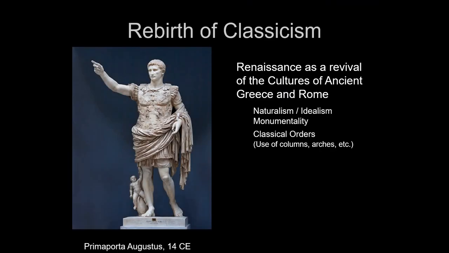He means basically the rebirth of classicism. And he means this Renaissance as a revival of the cultures of ancient Greece and Rome. Naturalism, idealism, monumentality, classical orders, circular arches, those kind of things. Now, I've already proven to you that this is not really true. That the Gothic is at its core a Greco-Roman style of architecture. It uses the language of the Greco-Roman architecture, and it adds to it.